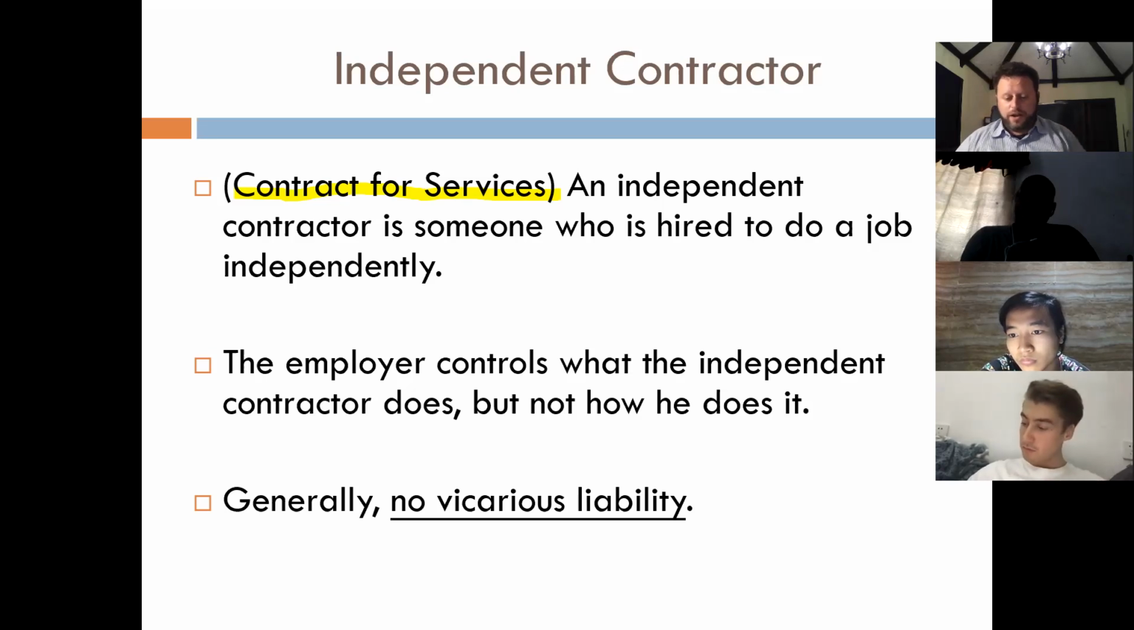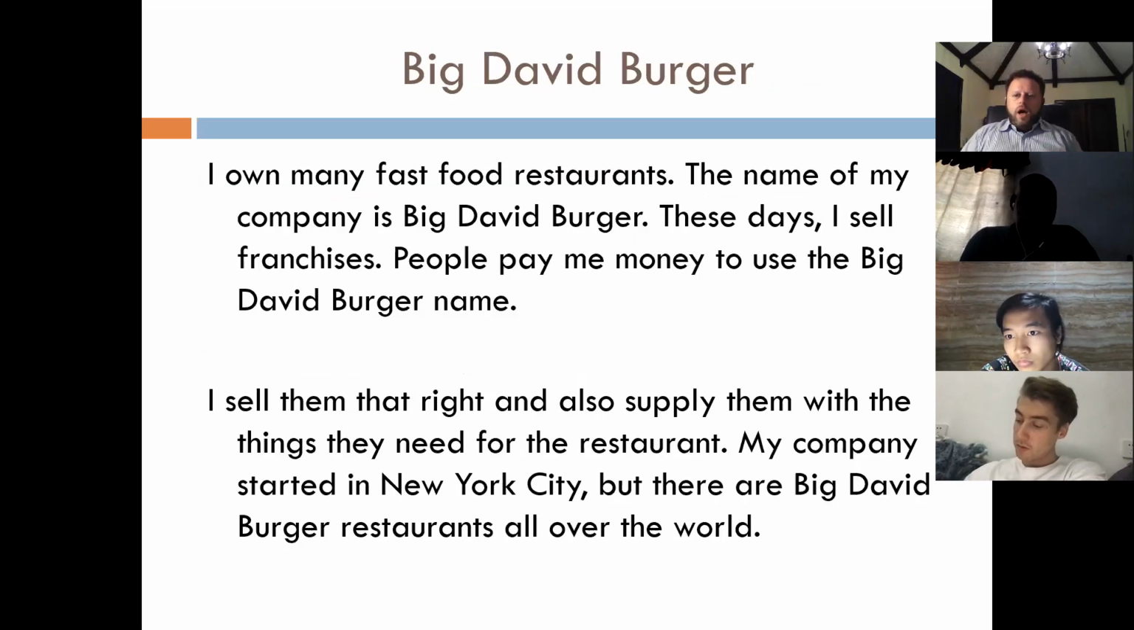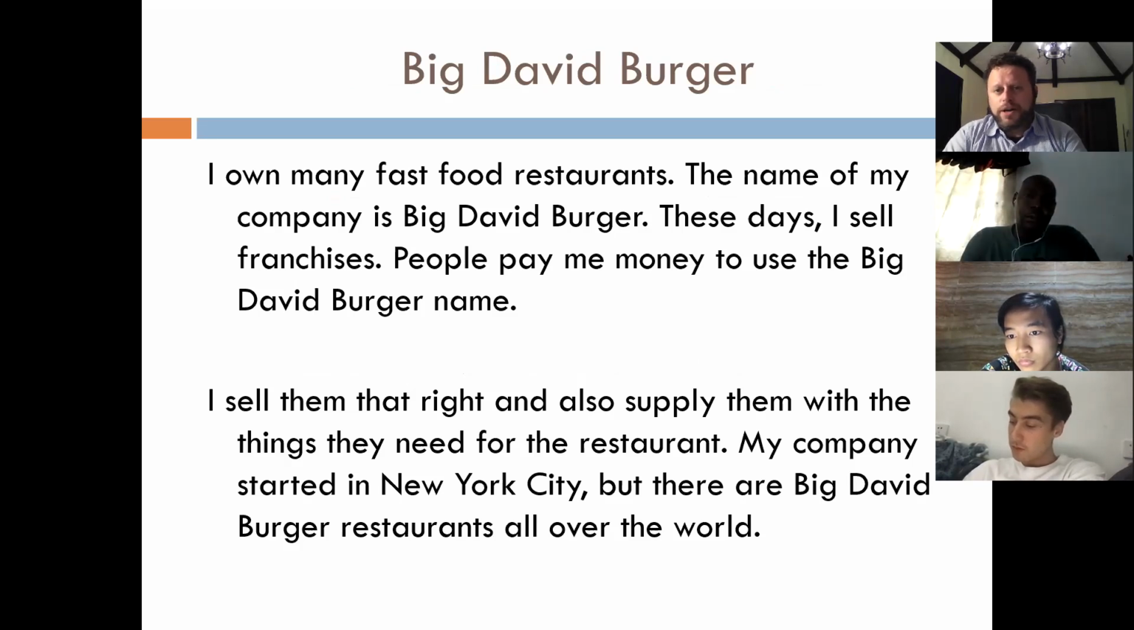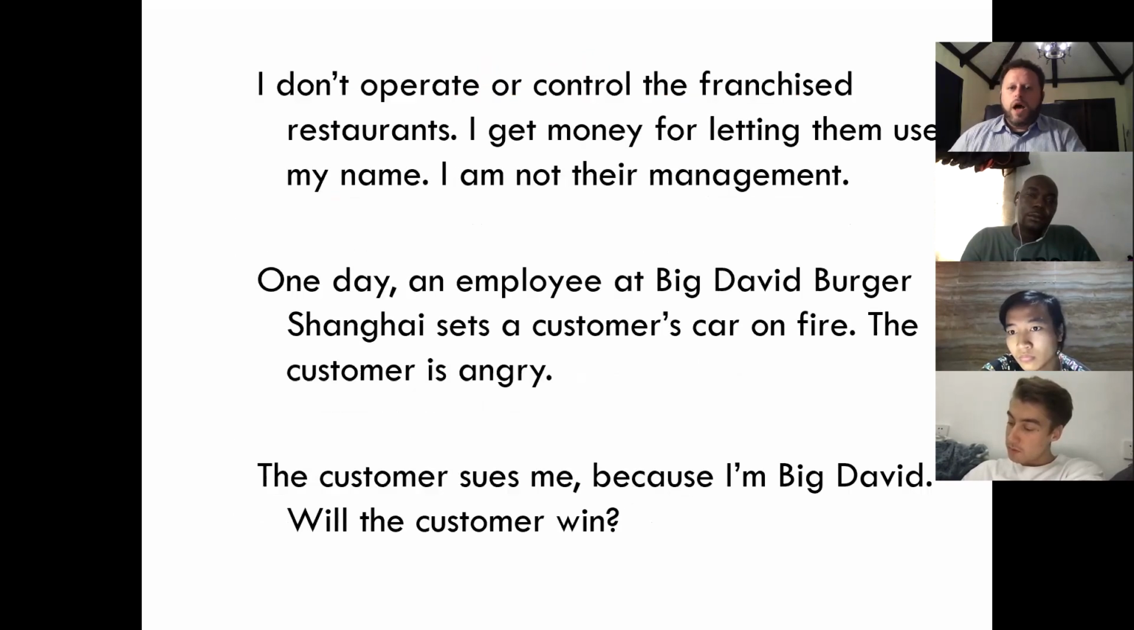Now, this is really, really big. Why? Well, let's make sure we understand this, and then let's explain why this is so important. Let's look at an example. I own lots of fast food restaurants, and the name of my company is Big David Burger. These days, I sell franchises. People pay me money to use the Big David Burger name. I sell them that right, and I supply them with the things they need for the restaurant. My company started in New York City, but there are Big David Burger restaurants all over the world. I don't operate or control these restaurants. I just get money and they use my name, but I don't manage them.